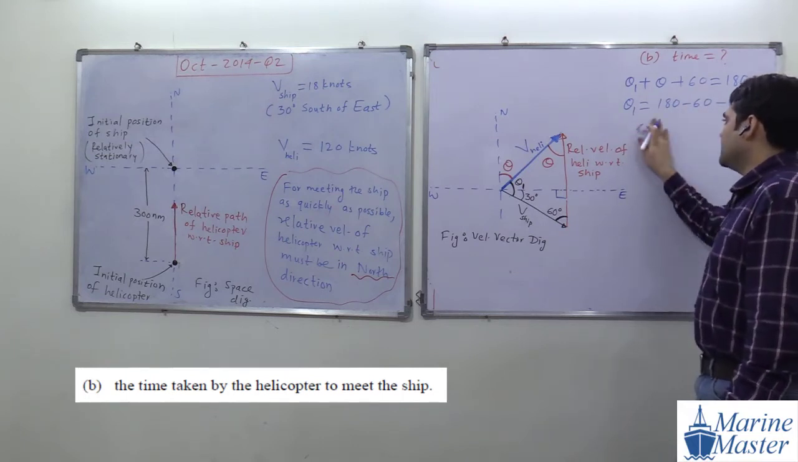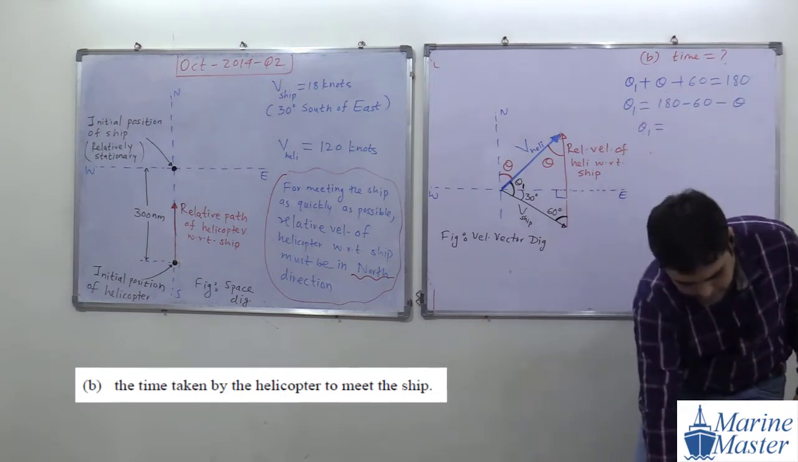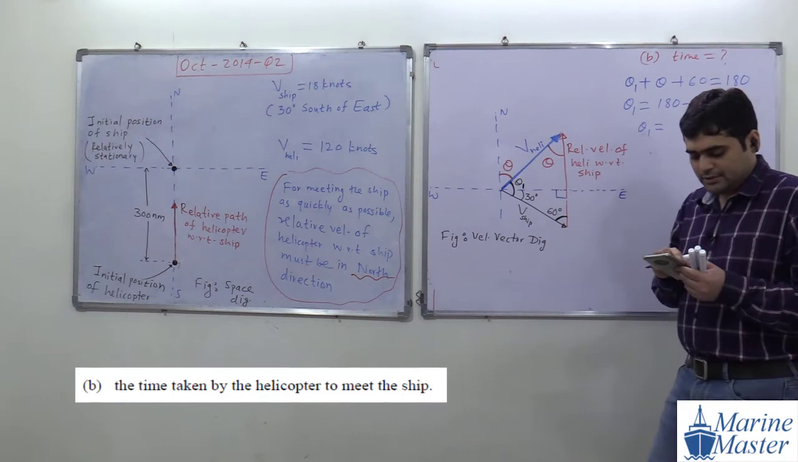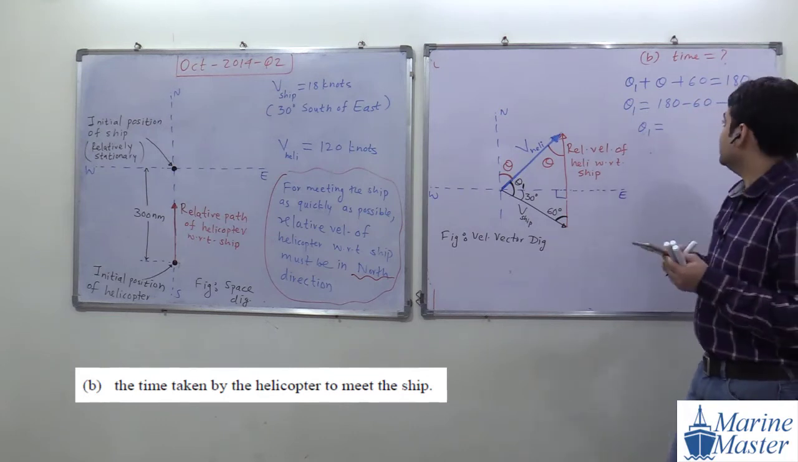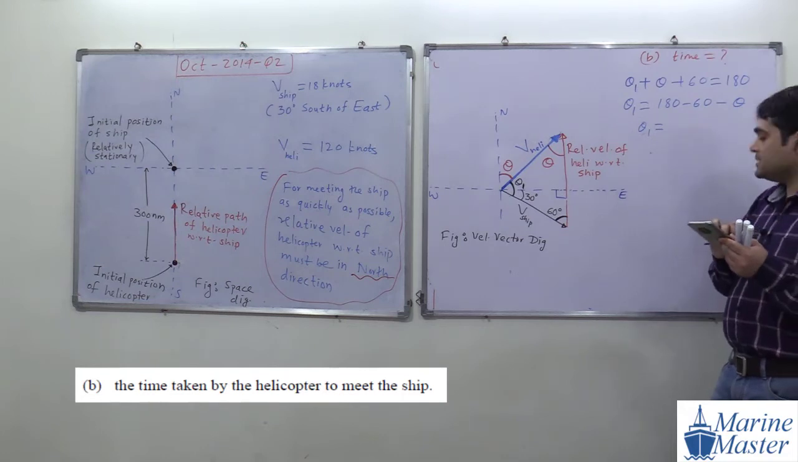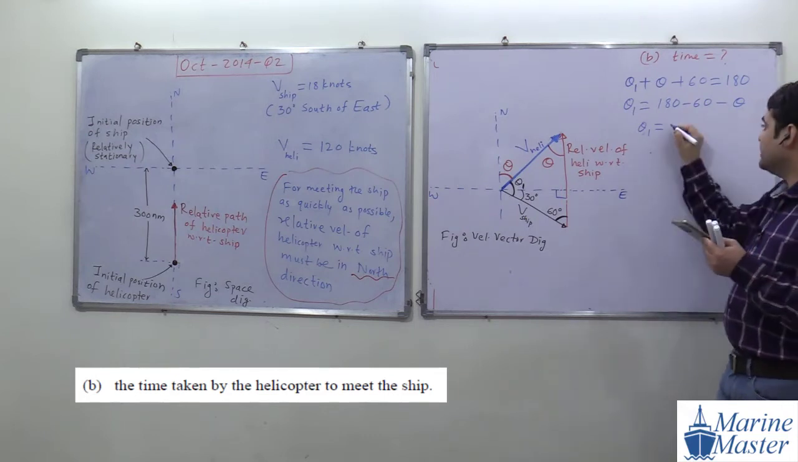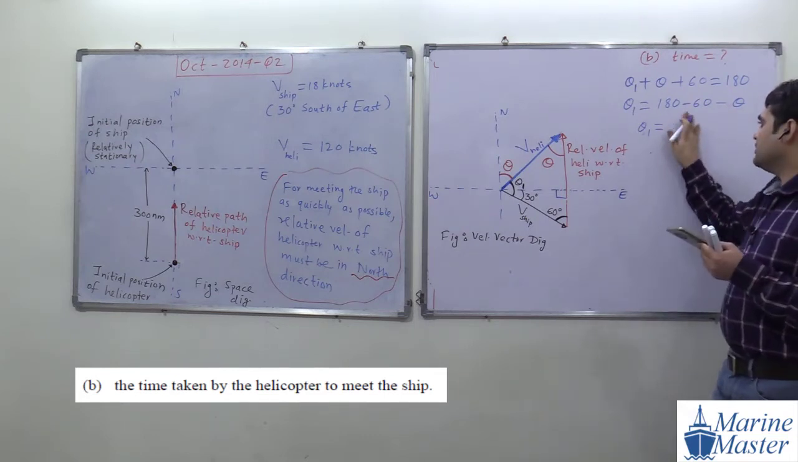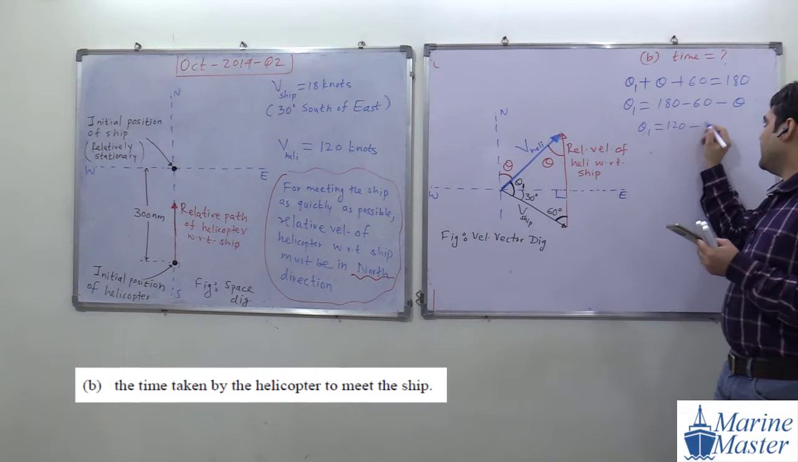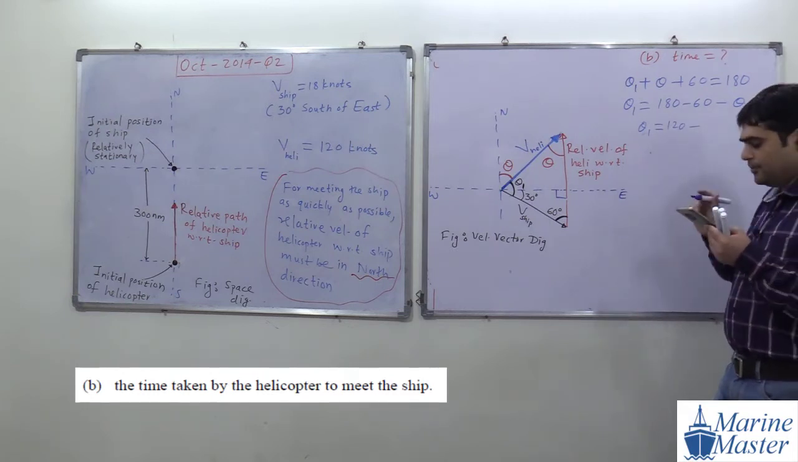So what will be the value of theta 1? Please do the calculation. 180 minus 60 minus theta. 180 minus 60 becomes 120 minus theta. How much theta did we calculate earlier, guys? 7.4638.